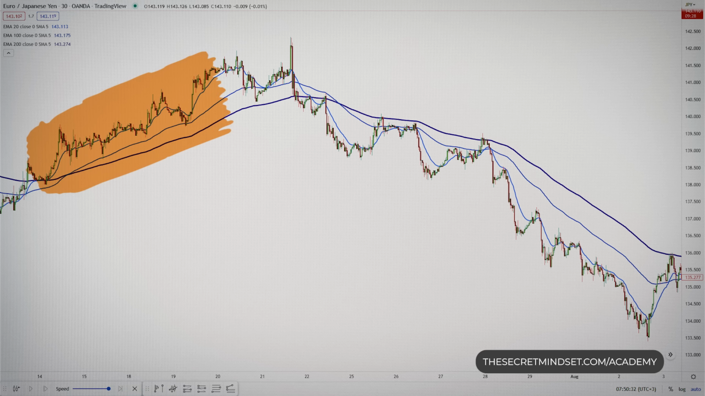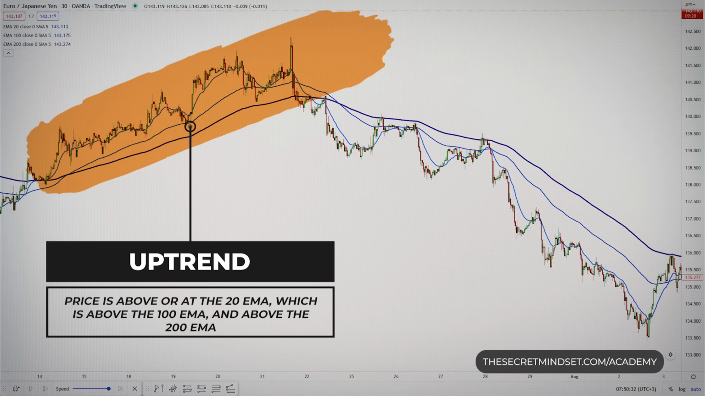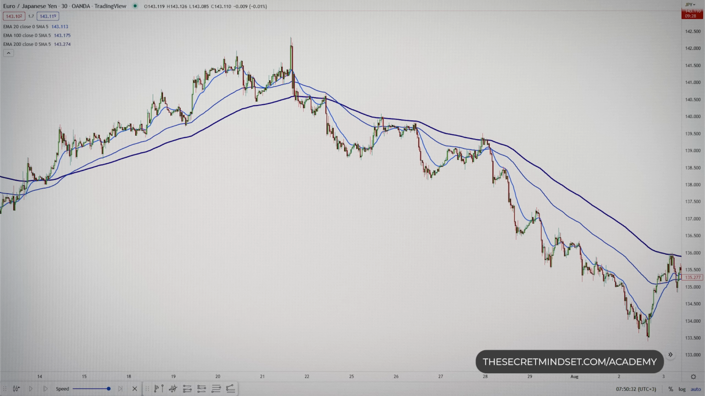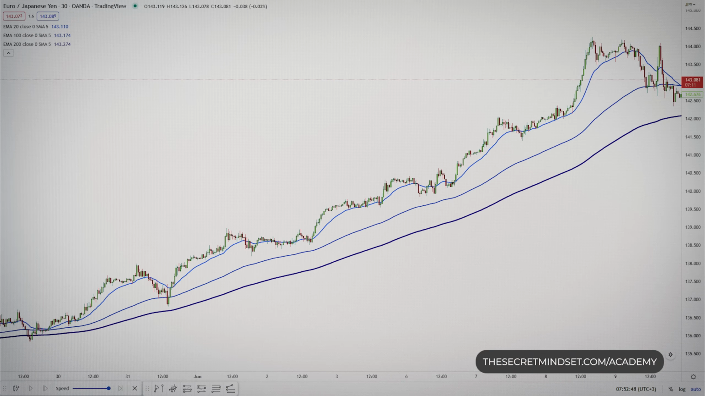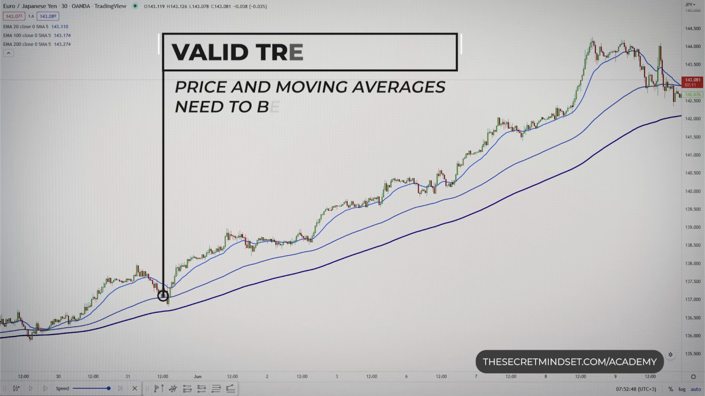For an uptrend, price is above or at the 20 EMA, which is above the 100 EMA and above the 200 EMA. For a downtrend, price is below or at the 20 EMA, which is below the 100 EMA and below the 200 one. For a valid trend, price and the moving averages need to be aligned.